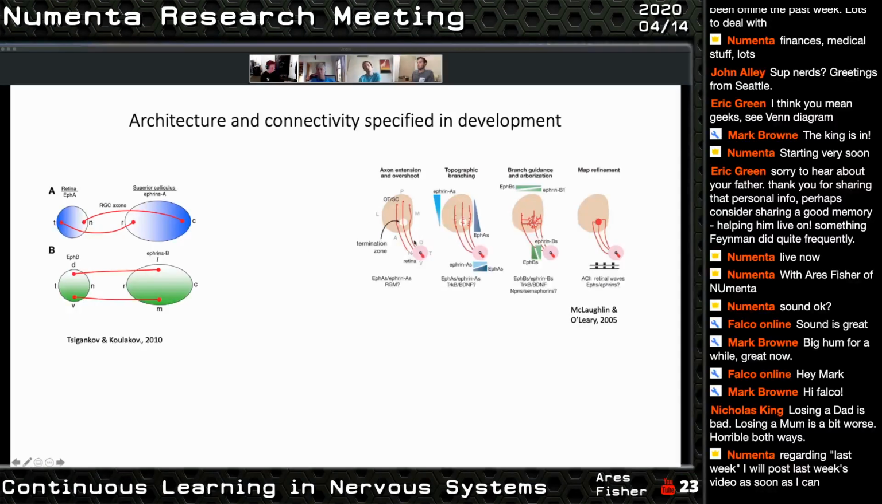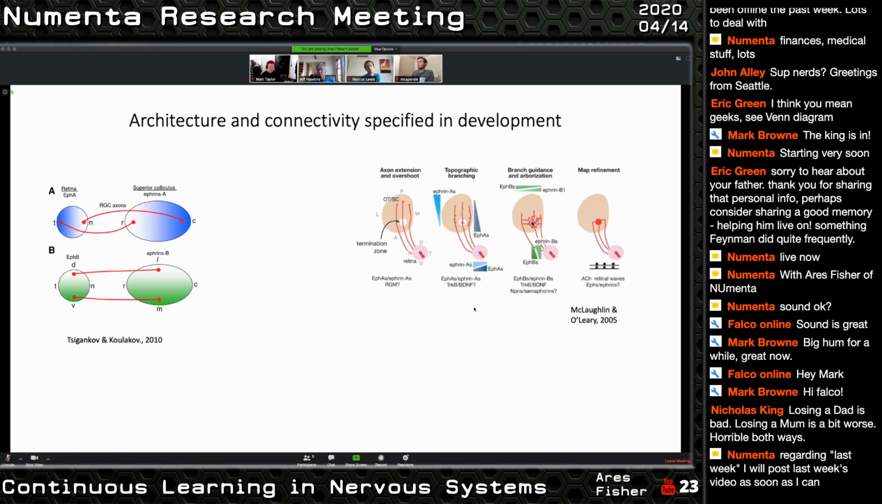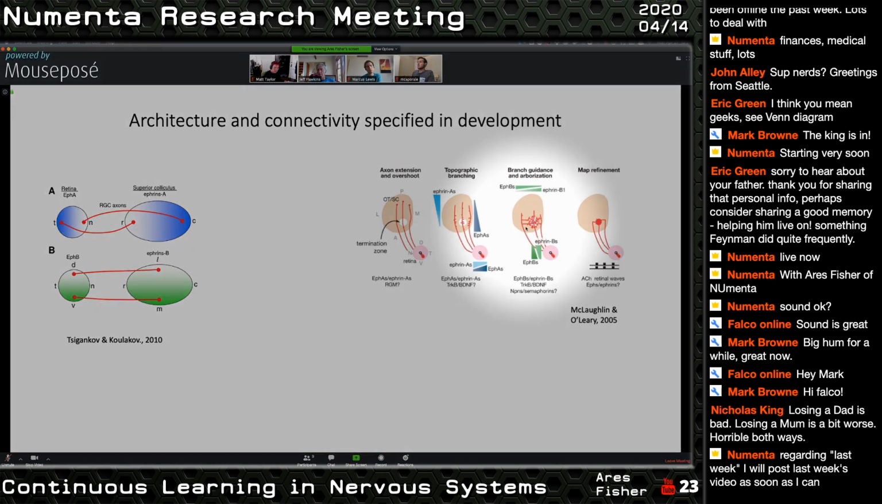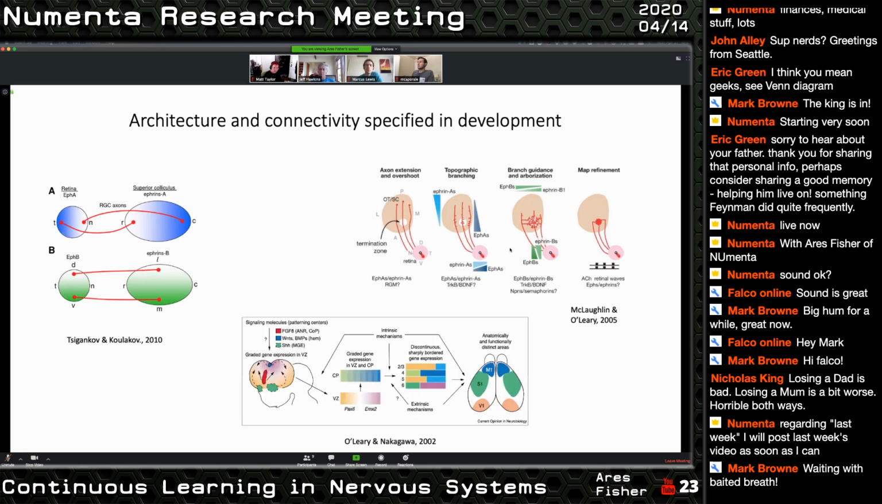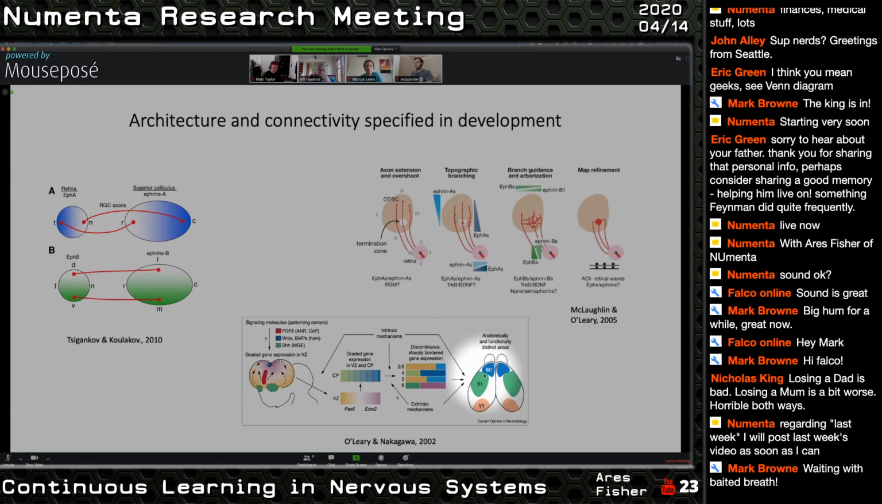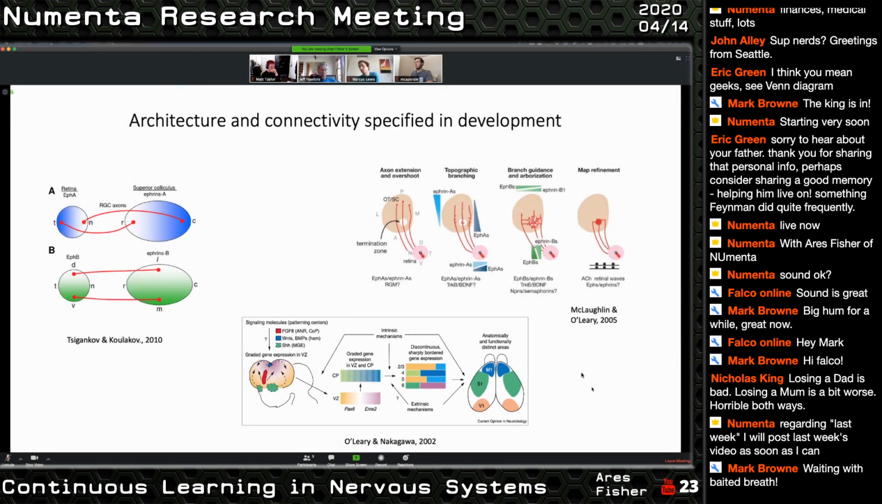So here, for example, we have axons from the retina extending into the superior colliculus, and there's what we call topographic branching, which occurs due to these chemical gradients. And then you have arborization and competition locally, such that only interesting axonal projections are kept in a certain population. And of course, this happens in the cortex too. These gradients lead to interesting gene expression patterns, which segregate areas functionally.